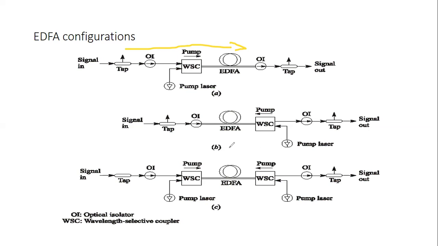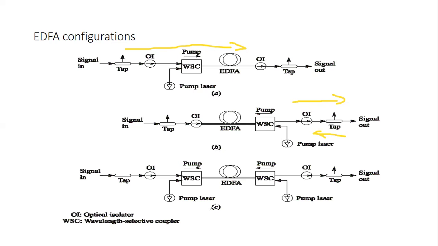What is happening in B? In counter directional pumping, this is the direction of the optical signal, and the laser power is injected opposite to the signal direction. So this is counter directional pumping. The pumping action is opposite to the signal propagation. Here the pumping action and the signal are in the same direction. Here both are in opposite directions.